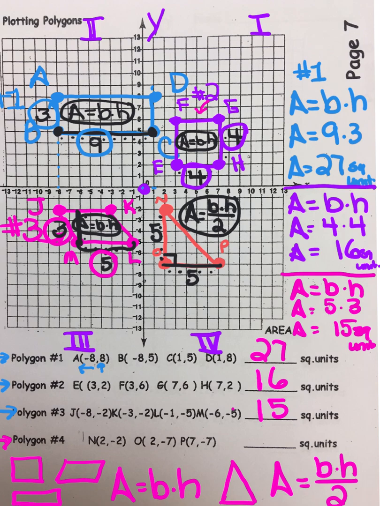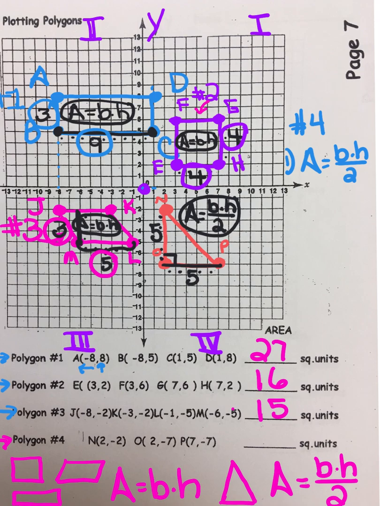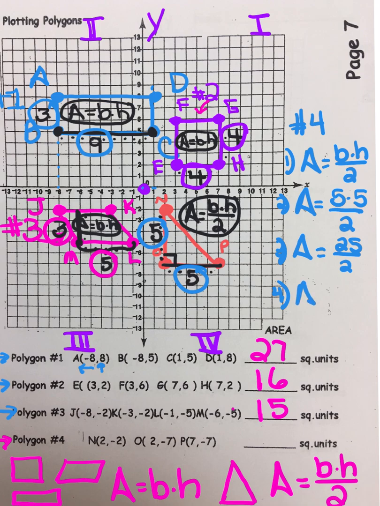But lastly, let's find the area of that triangle. We're going to use the formula area equals base times height divided by 2. A base of 5 and a height of 5. Let's substitute. Area equals 5 times 5 divided by 2. Well, 5 times 5 is 25, but we must cut that in half. 25 divided by 2 gives us an area of 12.5 square units.